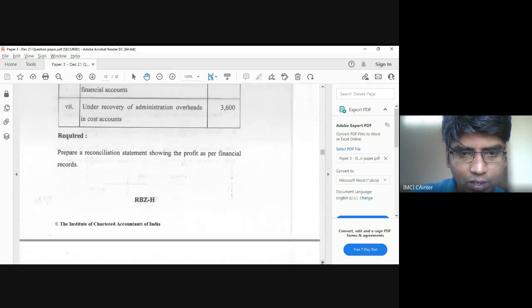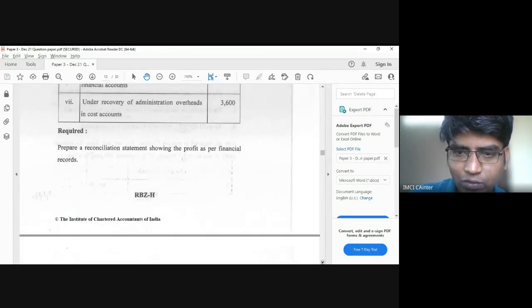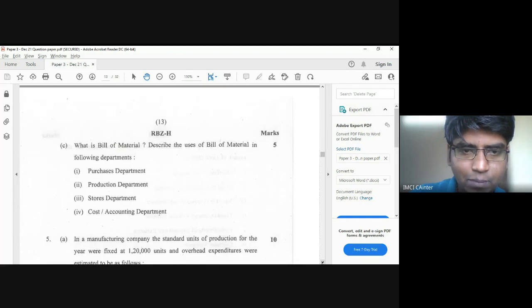Let me check. Yeah, reconciliation statement showing the profit as per the financial records. So they have asked for a 5-mark question on reconciliation statement, and there is a theory question which has been asked under the heading. So this can be a combination of 10, 5, 5. So there can be a subheading under a question that can be asked.